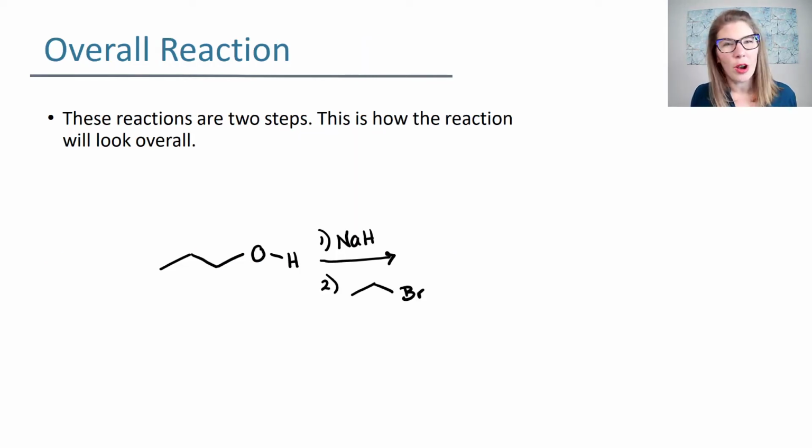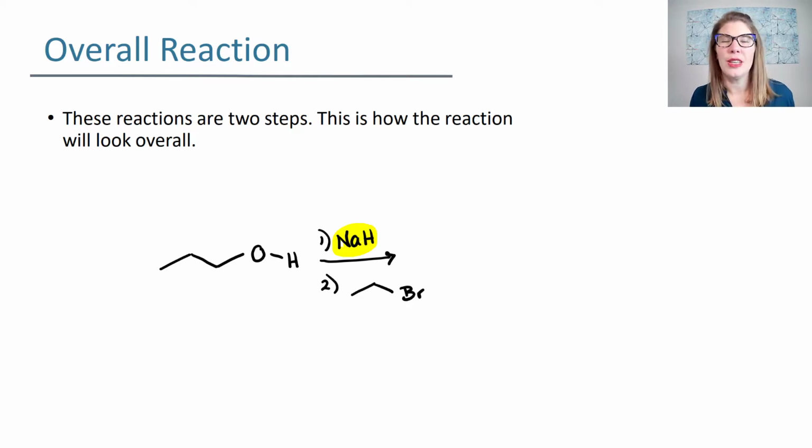Let's look at what the overall reaction is going to look like on paper. So on paper, you're going to start with an alcohol. You're going to add a good base. Here I'm using sodium hydride because I want to add a strong enough base so that I don't end up with an equilibrium at the end of that first step.